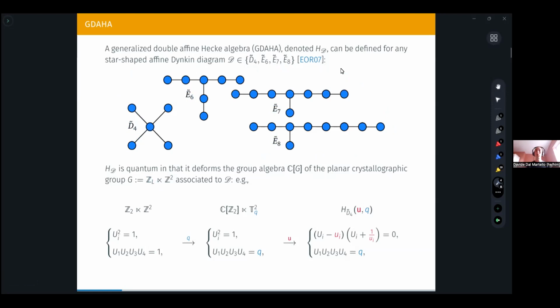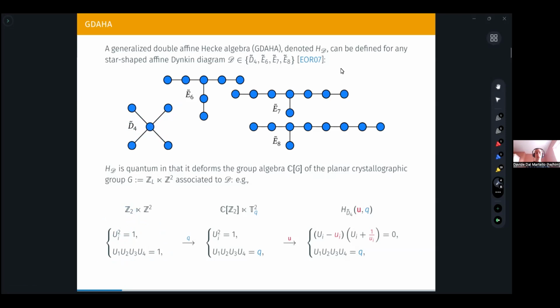So let me introduce you to the actual GDAHA of type, let's say at least in the case of D4 as a sort of reference. So in this case, components are Z2, so they're involutions. And indeed, the presentation for the group can be given as this. So you get a generator UI attached to any of these legs, so 4 generators, they are involutions. Moreover, they multiply to the identity. So this is a starting group.